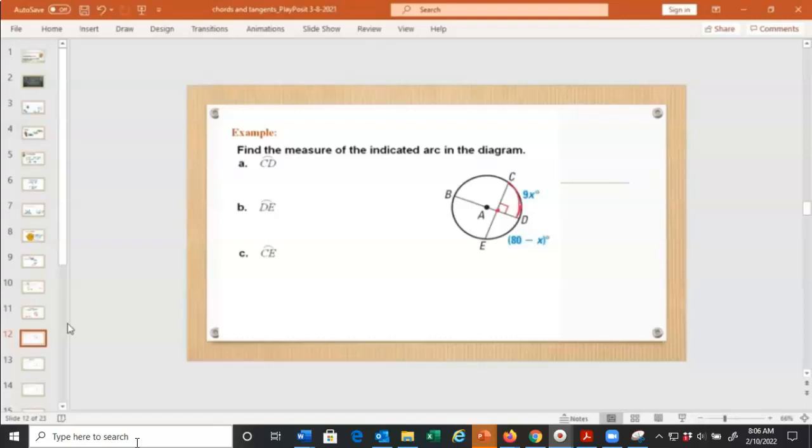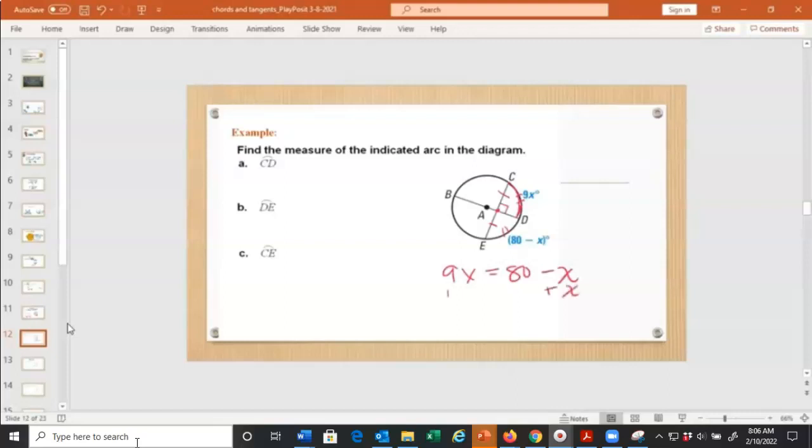We have a chord BD intersecting another chord CE, so they bisect. So we know these pieces are all congruent. Not all, but you know what I mean. ED is congruent to CD, and the two pieces of that chord are also congruent. So if they're equal, then let's set them equal. 9x equals 80 minus x. And let's solve for x.